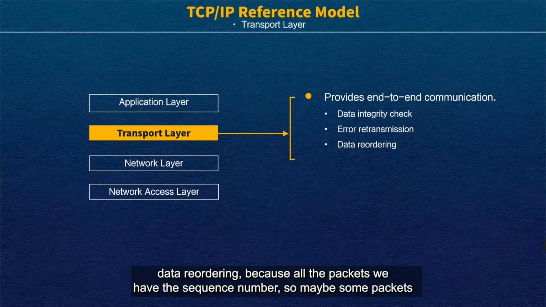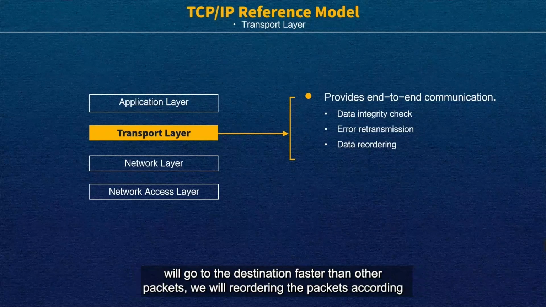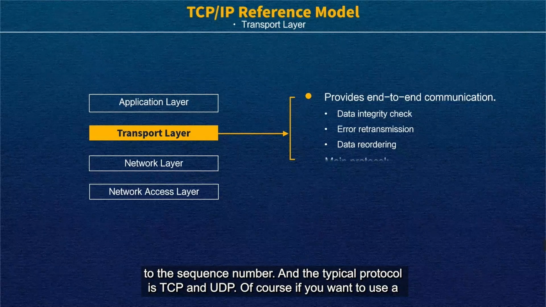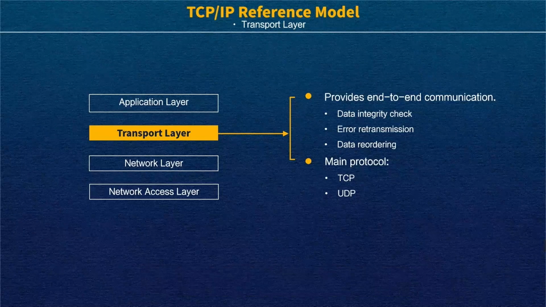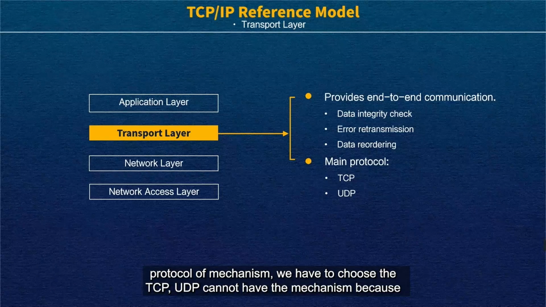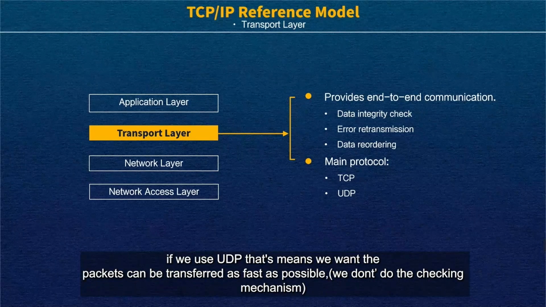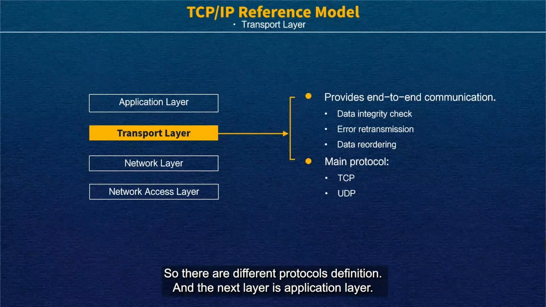Because all the packets have a sequence number, maybe some packets will reach the destination faster than others. We will reorder the packets according to the sequence number. And the typical protocols are TCP and UDP. Of course, if you want to use the mechanisms of the first part, we have to choose TCP. UDP cannot have these mechanisms, because if we use UDP, it's because we want the packets to be transferred as fast as possible. So they are different protocol definitions.